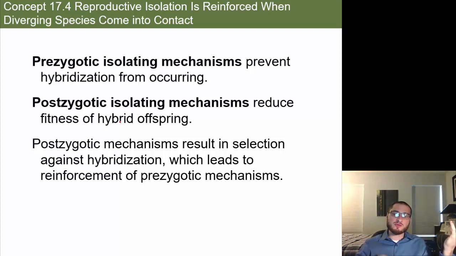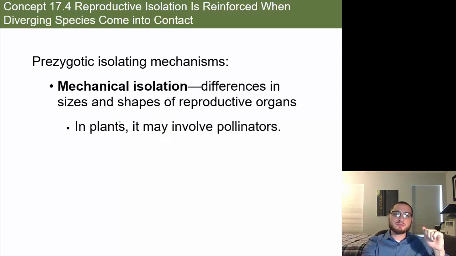So one stops the zygote from being formed. The other one means that the zygote that is formed is not going to be very fit. So post-zygotic mechanisms result in selection against hybridization, which leads to reinforcement of pre-zygotic mechanisms. So as more post-zygotic isolating mechanisms reduce the fitness over time, the hybrids are going to ultimately become pre-zygotically isolated. You have mechanical isolation, where there are differences in sizes and shapes of the reproductive organs.